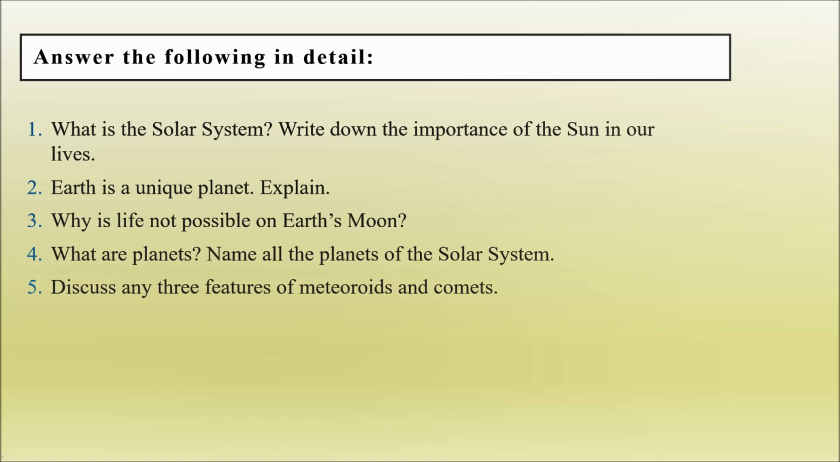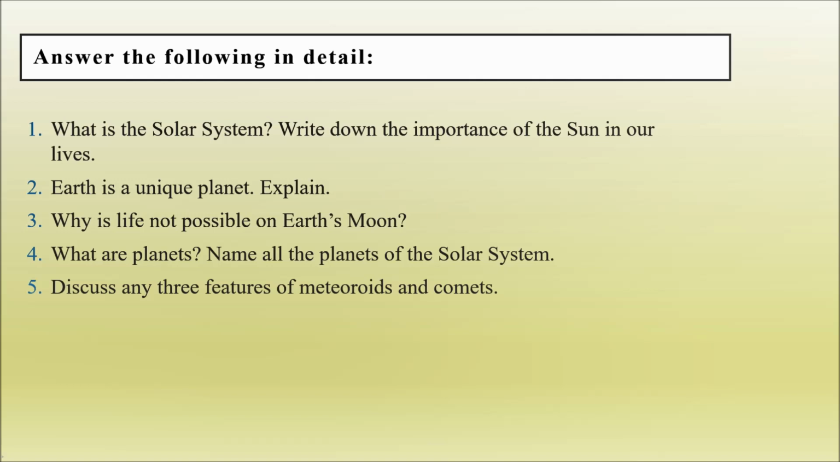Third one, why is life not possible on Earth's moon? Answer, life is not possible on Earth's moon as it doesn't have water. Surface is open and rough. It doesn't contain atmosphere so the sound cannot travel in it.